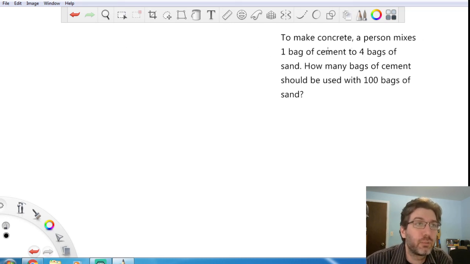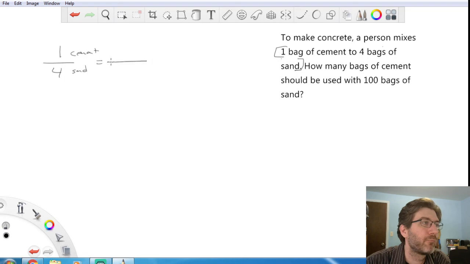To make concrete, a person mixes 1 bag of cement, 4 bags of sand. Just watch your units because everything is measured in bags here. So 1 bag to 4 bags, and this is your cement, and this is your sand. Just keep that in mind. You have 100 bags of sand, so 100 goes here for sand. Unknown goes there for cement. And then you solve.